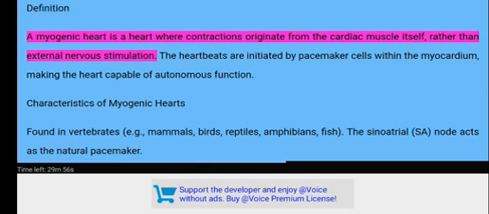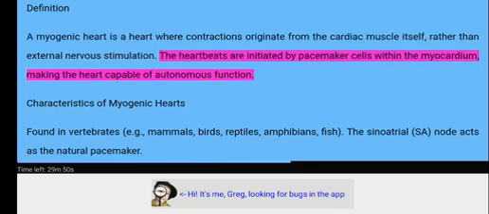A myogenic heart is a heart where contractions originate from the cardiac muscle itself, rather than external nervous stimulation. The heartbeats are initiated by pacemaker cells within the myocardium, making the heart capable of autonomous function.